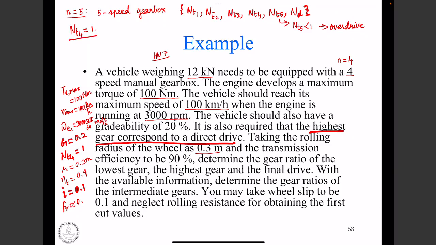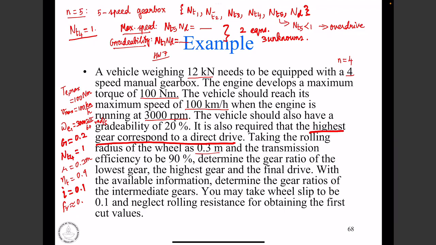Now we have a problem, right? Because if I use the max speed criteria, I get an equation which gives me an expression for NT5 and ND. If I use gradability, I get an equation that relates NT1 and ND. So I have 2 equations and 3 unknowns: NT5, NT1, and ND. How do I solve this problem? I hope my question is clear.